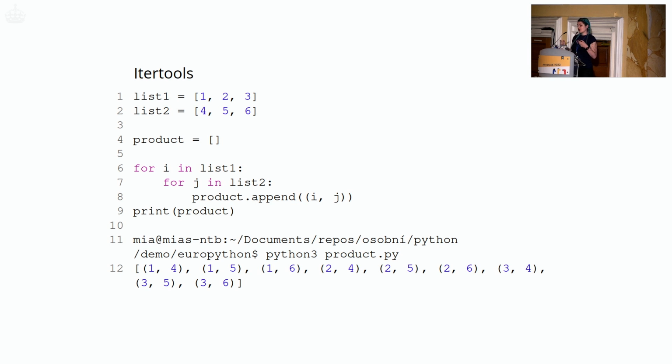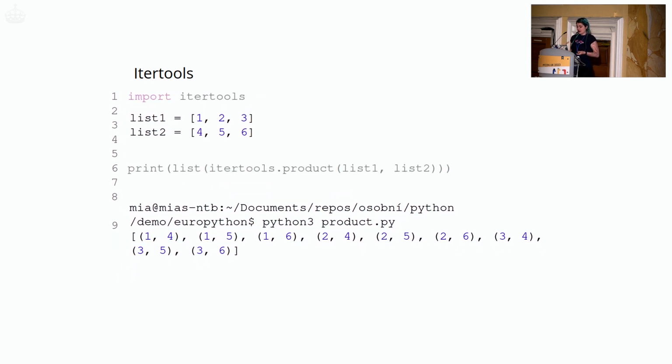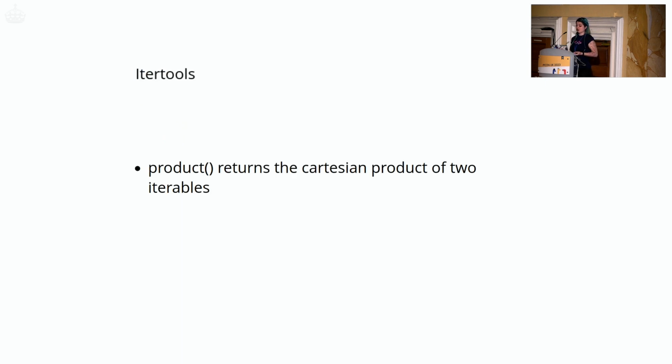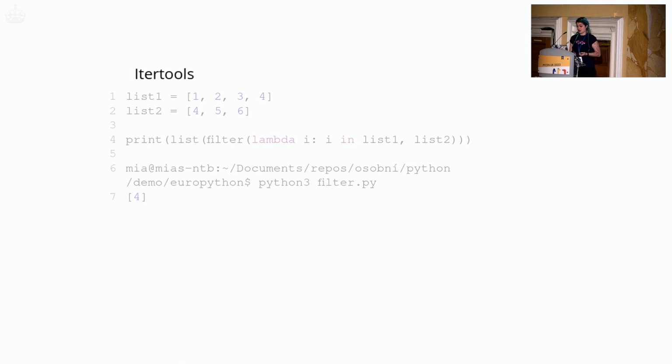Let's say I need to calculate the Cartesian product of 2 lists. So here we see that we have 2 lists, and we have 2 nested for loops where we iterate over both lists, and basically we have the results that we want. But instead of calculating it by ourselves in that way, we could use itertools.product instead. And as you can see, it returns the same results. So basically it returns the Cartesian product of 2 iterables.